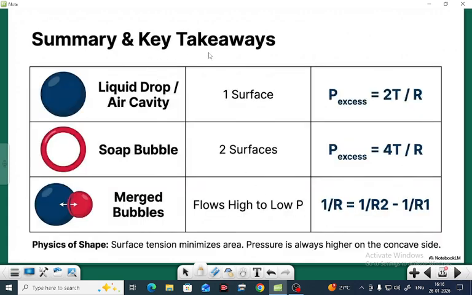Summary and key takeaways. Liquid drop or air cavity, one surface, excess pressure is 2T by r. Soap bubble, two surfaces, so excess pressure is 4T by r. Merged bubbles, flow from high to low pressure, 1 by r equal to 1 by r2 minus 1 by r1. The physics of shape: surface tension minimizes area. Pressure is always higher on the concave side.